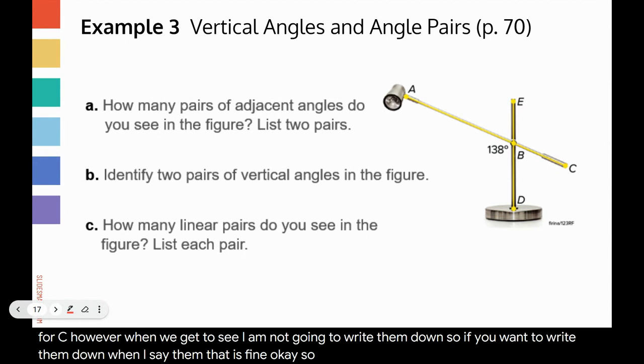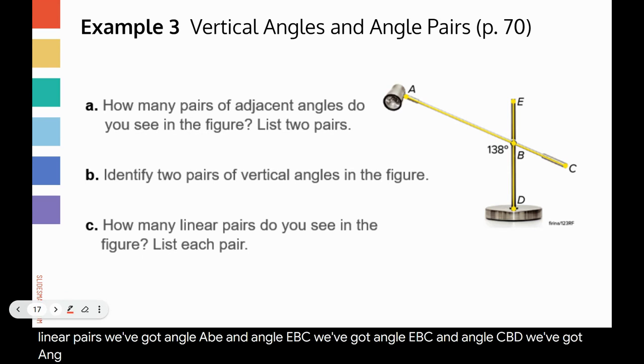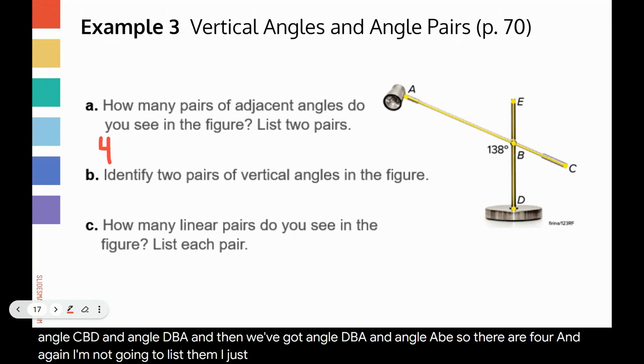Okay, so our pairs of adjacent angles that are also linear pairs, we've got angle ABE and angle EBC. We've got angle EBC and angle CBD. We've got angle CBD and angle DBA. And then we've got angle DBA and angle ABE. So there are 4. And again, I'm not going to list them. I just said them. So you can write down 2 pairs that I just said.